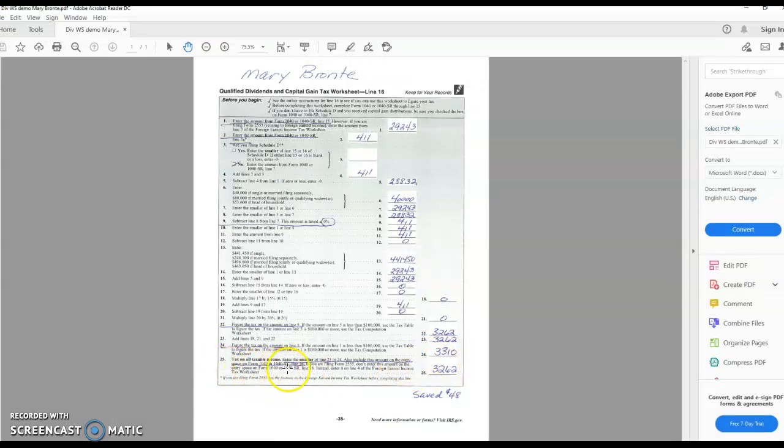Line 25, enter the smaller of line 23 or 24. So 23 is 3262, 24 is 3310. So the smaller is 3262, we put it there. It says also include this amount on the entry space on Form 1040, line 16.